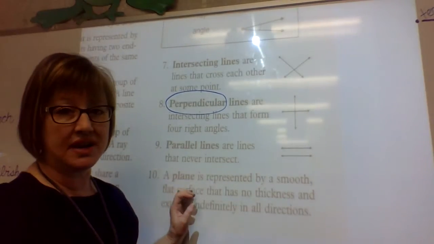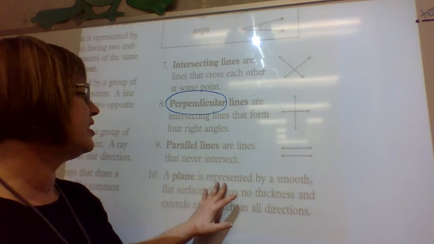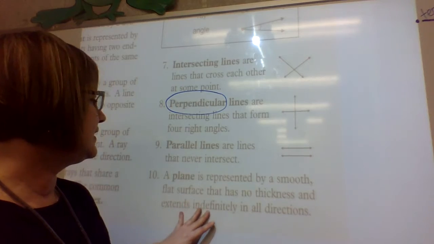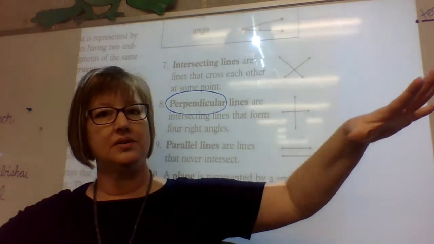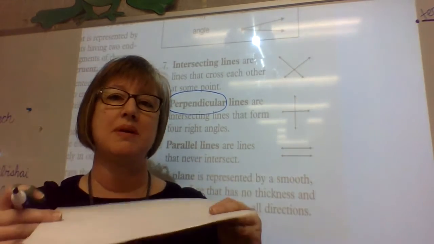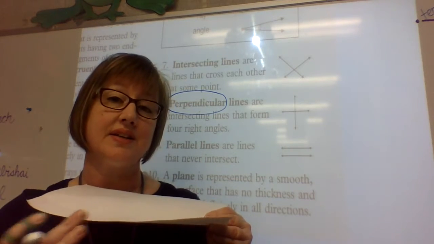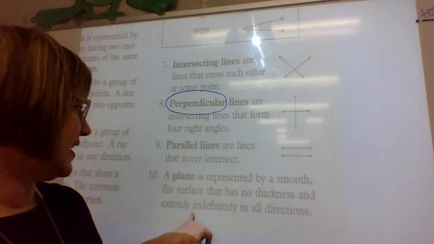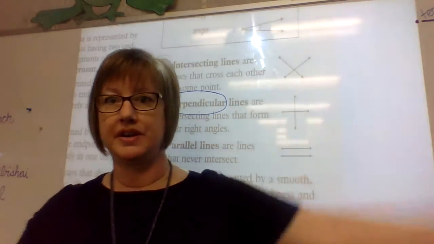Okay, oh, and then a plane. The plane is the one it's hard for me to understand. It represents a smooth, flat surface that has no thickness and extends indefinitely in all directions. It makes me think of kind of a piece of paper, but technically a piece of paper even has thickness. But it just has a surface that extends indefinitely in all directions.